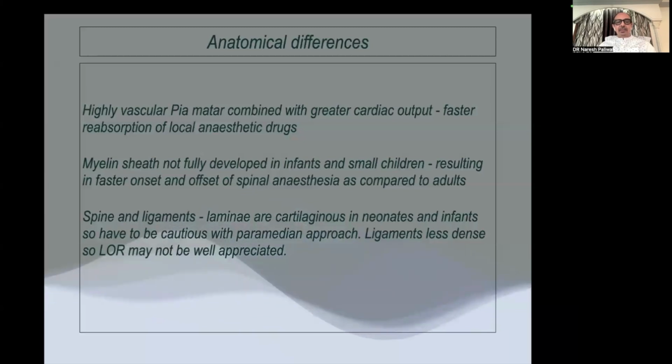About the spine and ligaments, the laminae are cartilaginous in neonates and infants. So we have to be cautious during a paramedian approach in these kinds of patients. There are chances that you may damage the cartilaginous laminae with undue force. So it's better to have a midline approach in these patients. Ligaments are less dense, so loss of resistance may not be well appreciated in these patients.